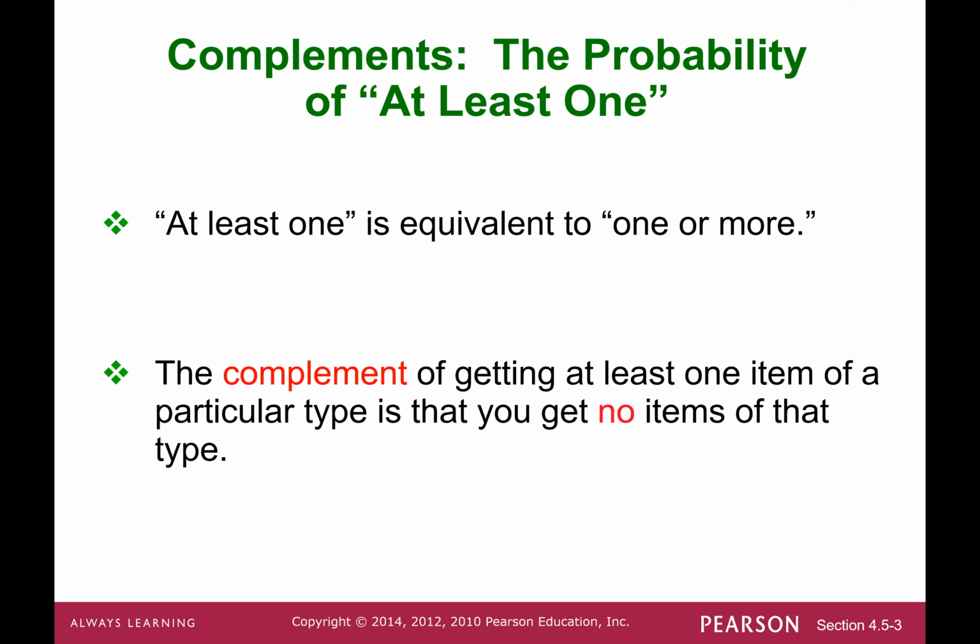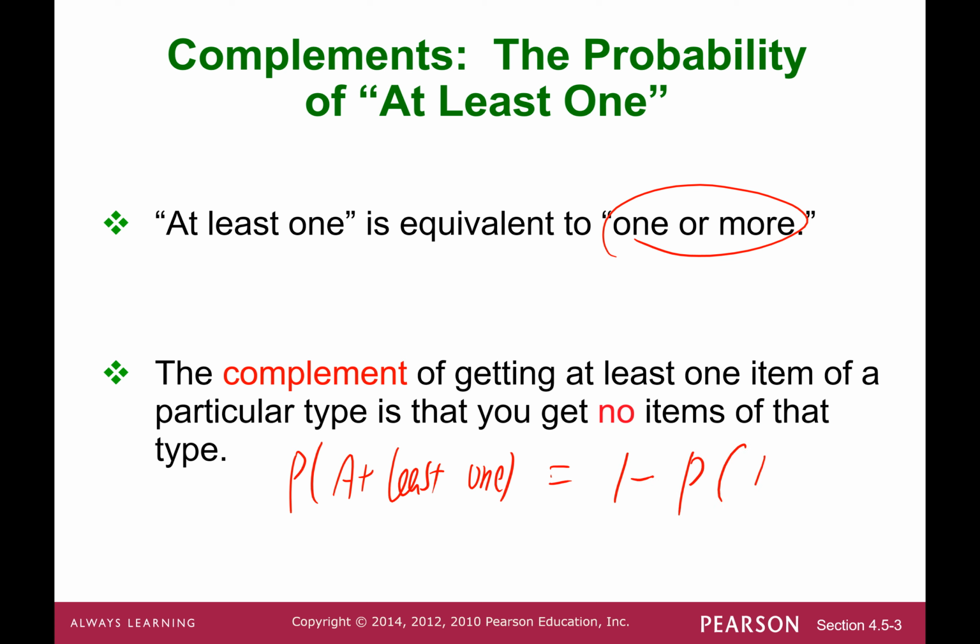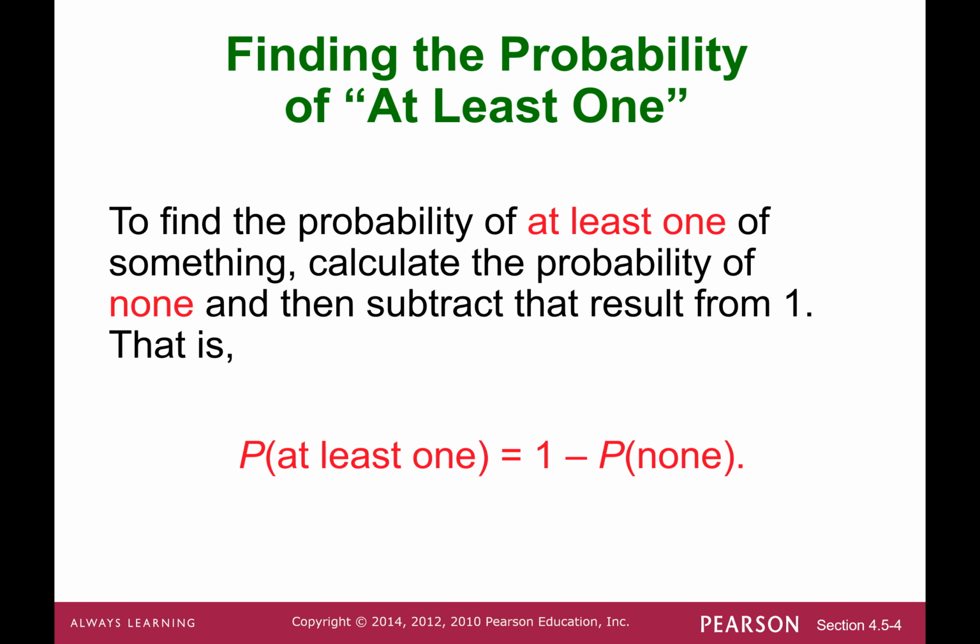At least one is equivalent to one or more. The complement of getting at least one item of the particular type is getting no items. So the probability of at least one, the complement event is none. This is how we tackle the at least one event using the complement event. To find the probability of at least one, calculate the probability of none and subtract it from one.